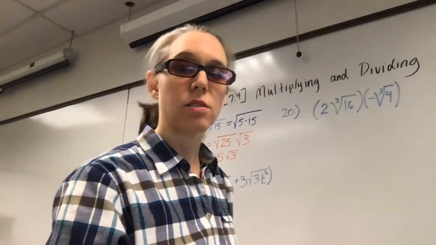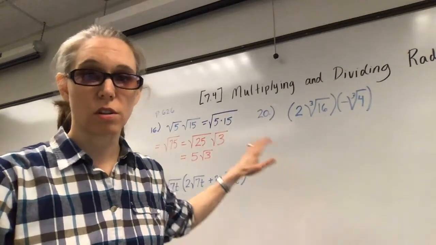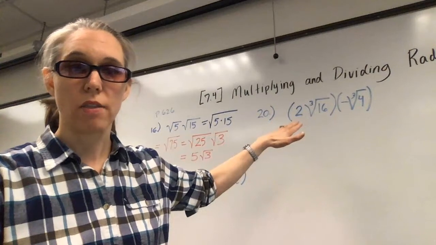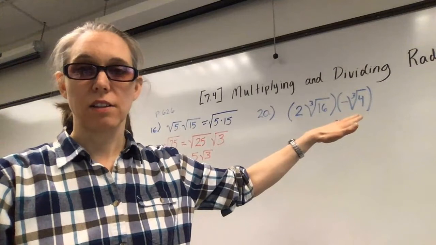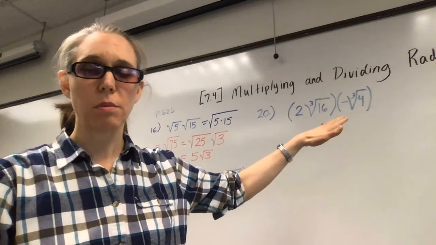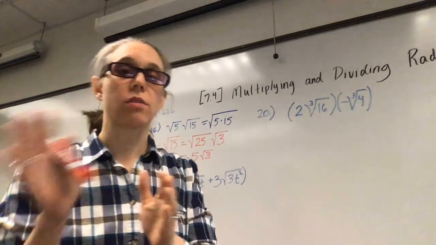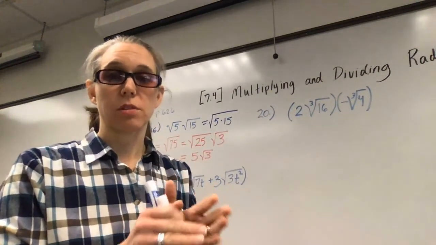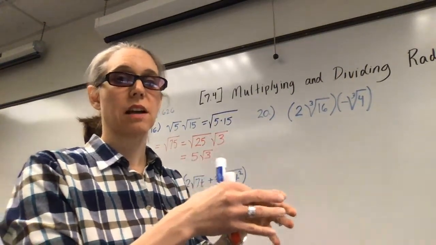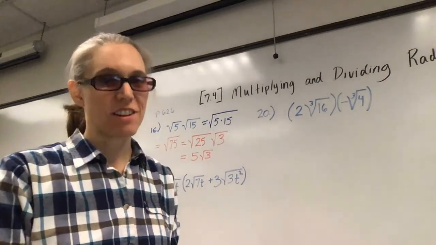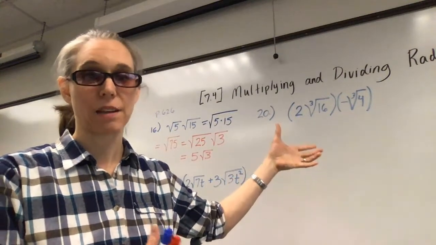Number 20 is going to have us multiply together 2 cube roots. Notice also that there is a 2 on the outside of the first radical and a negative sign on the outside of the second radical. So remember this, that when things are outside the radical, they can multiply with other numbers outside the radical. And when numbers are inside the radical, they can multiply with other numbers inside the other radical, as long as they both have the same index. These are both cube roots, so we can combine them.